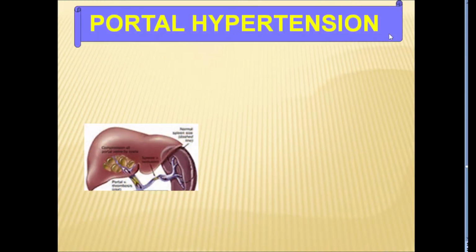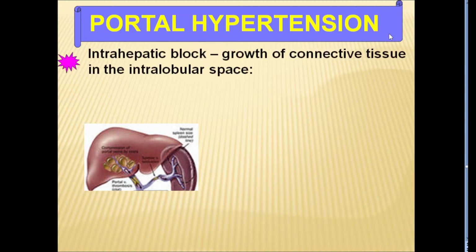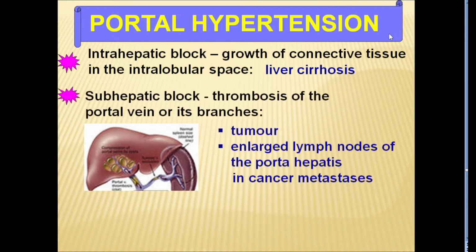The next syndrome on which we stop is portal hypertension. It is increased pressure in the system of the portal vein due to intrahepatic block, which is characteristic of patients with liver cirrhosis, because it is characterized by abnormal growth of connective tissue in the intralobular space and, as a result, restriction of blood flow.